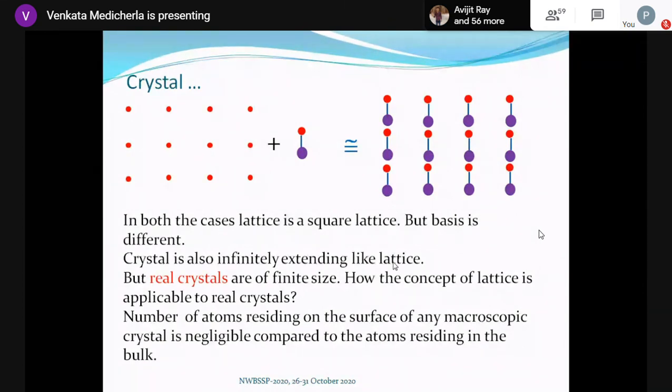So how is the concept of lattice applicable to real crystals? The real crystal is truncated. It has only finite size. How can you apply the concept of lattice to that? You can apply it, and this is how. If you take any finite crystal of macroscopic size, not nanometer size, that is different. Nano comes in a different way. But if you take any macroscopic size, 1 mm, 1 centimeter.